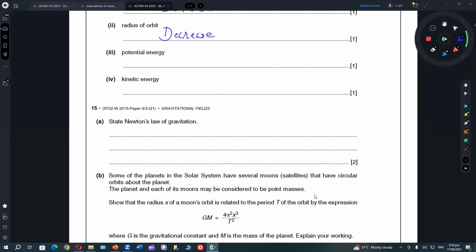The satellite is coming inward. Satellite is losing the radius. Satellite is moving inward. Now, my question is, what will happen to potential energy when it is coming closer to the source? From our O-level physics, when you are coming closer to the source, potential energy will definitely decrease.